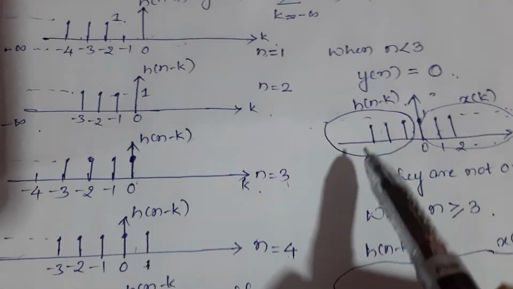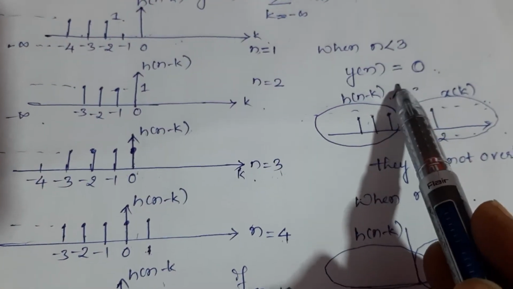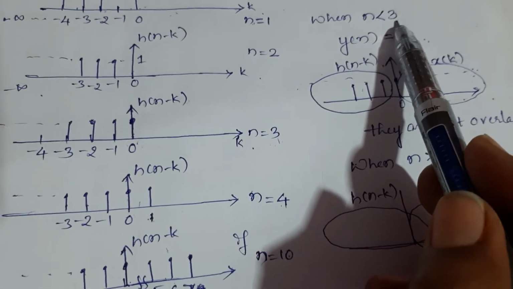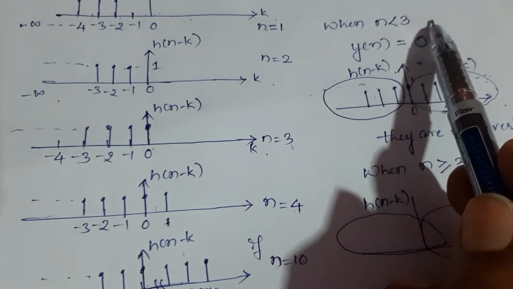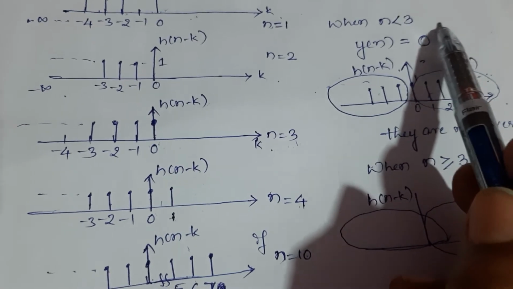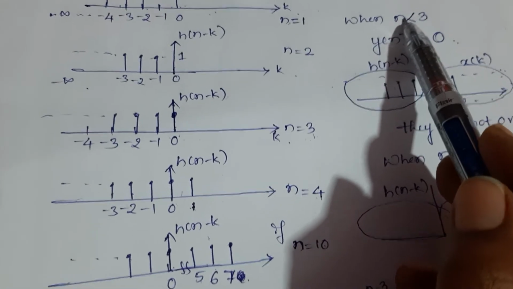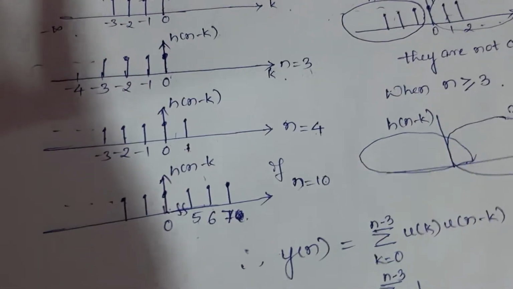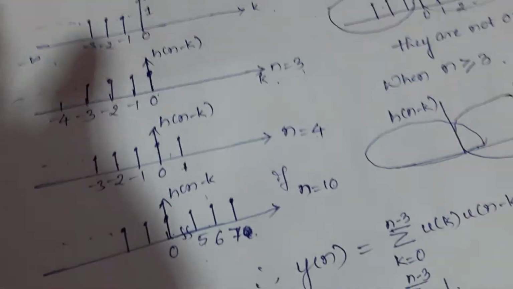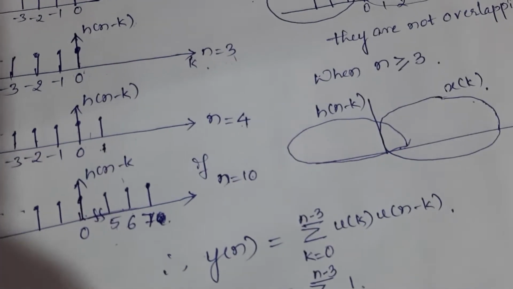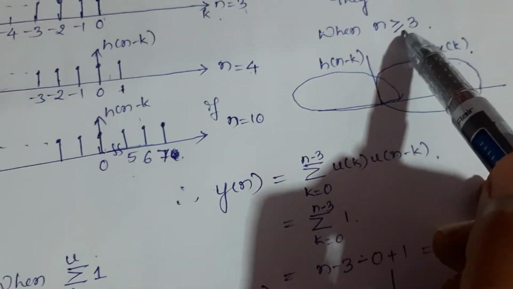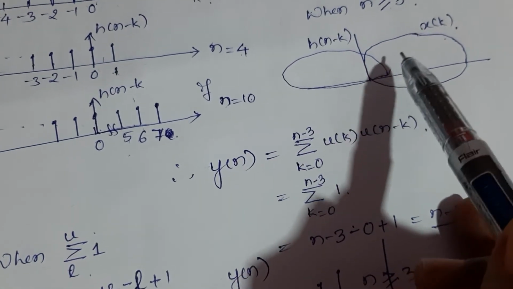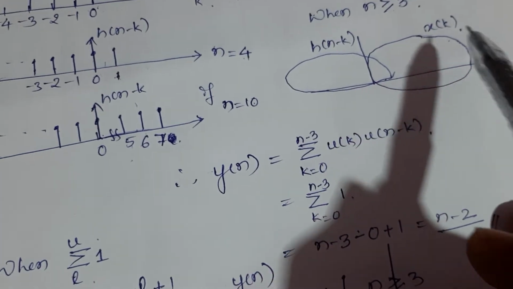The conclusion is y of n, the result of convolution, is 0 as long as my value of n is less than 3. Or we can even write n is less than or equal to 2, that is also okay. So as long as n is less than 3, my y of n is 0. But when n becomes greater than or equal to 3, certainly my h of n minus k starts coming towards the right side wherein x of k is lying.